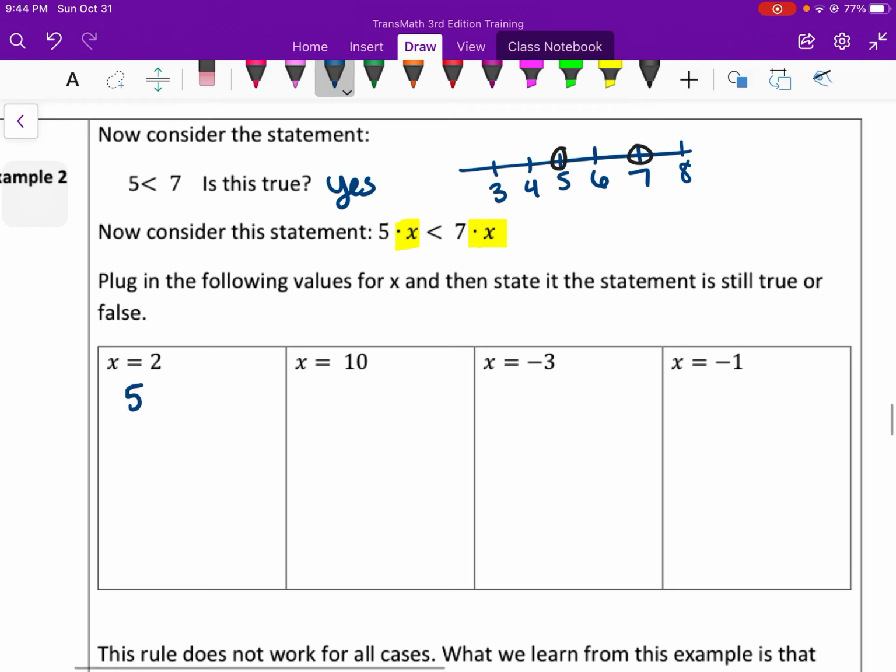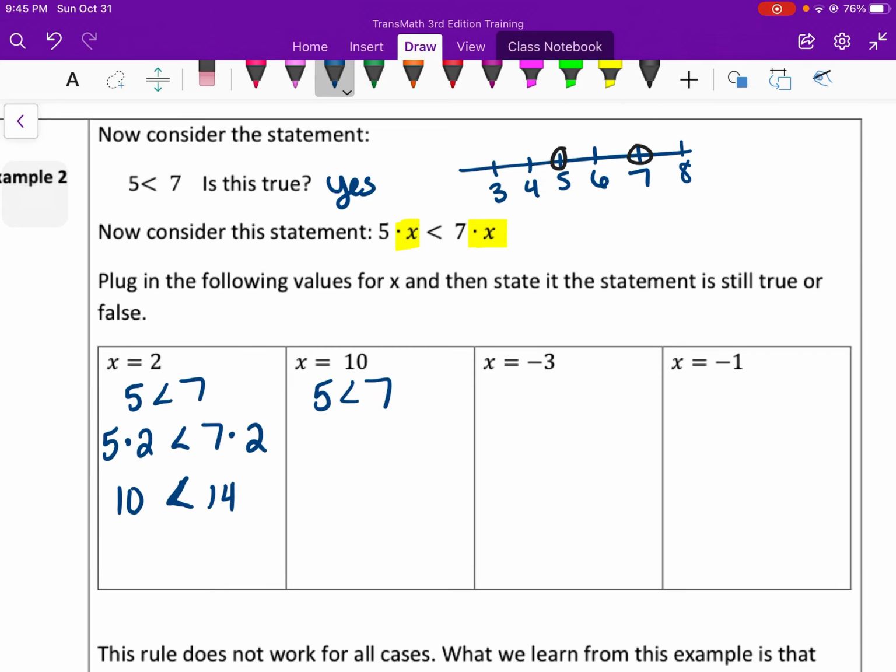And we'll try that. So I know that 5 is less than 7. So now I'm going to try where x is 2. So is 5 times 2 less than 7 times 2? Well, 5 times 2 is 10, and 7 times 2 is 14, and 10 is less than 14. So multiplying by 2 did not change my inequality sign. It's still less than.